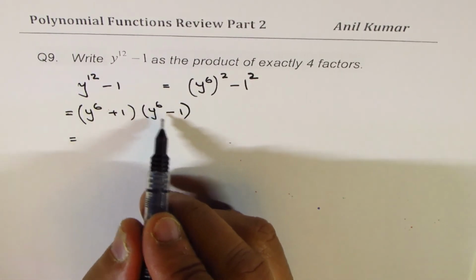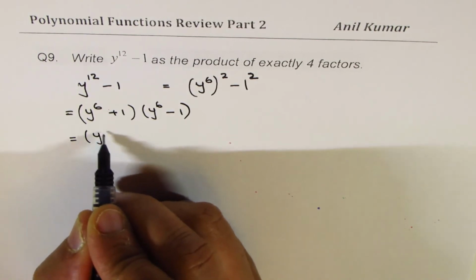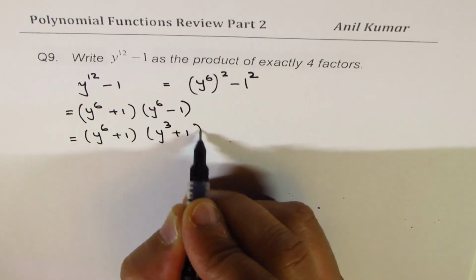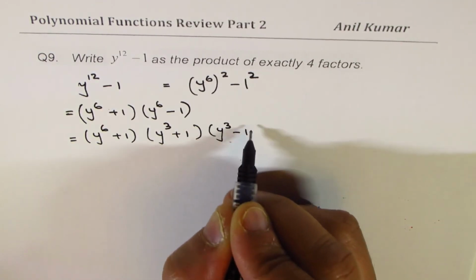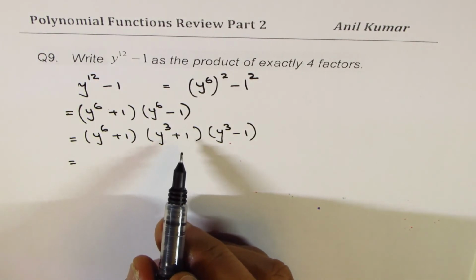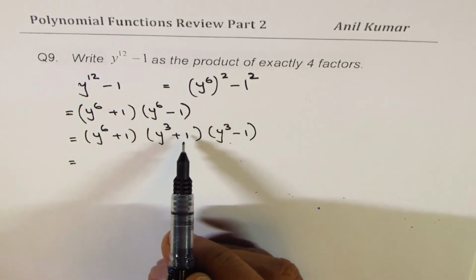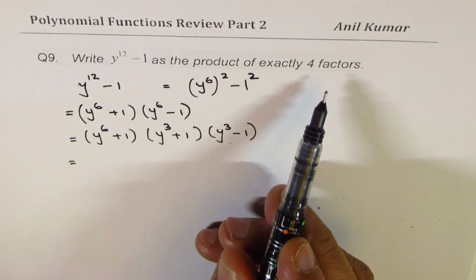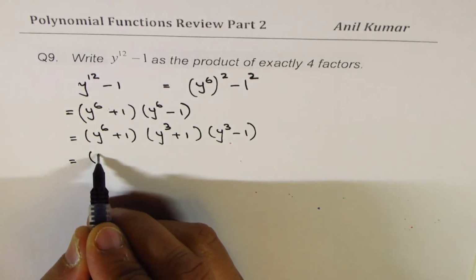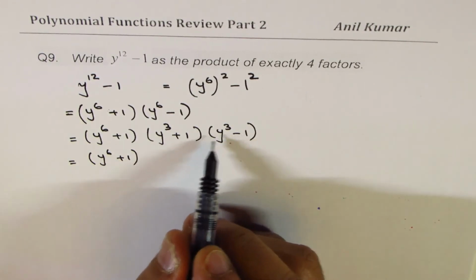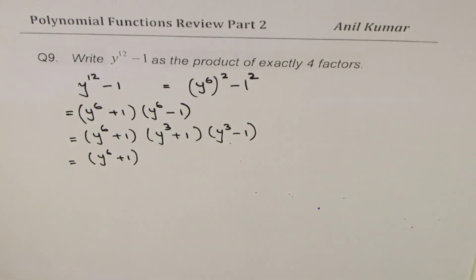Now, y to the power of 6 minus 1 could be treated as a difference of squares. And we could write this as y cubed plus 1 times y cubed minus 1. Now in this particular case, since you want exactly 4 factors, y to the power of 6 plus 1 is the first factor. Both of them can be factored actually. You see that? Both of them can be factored.